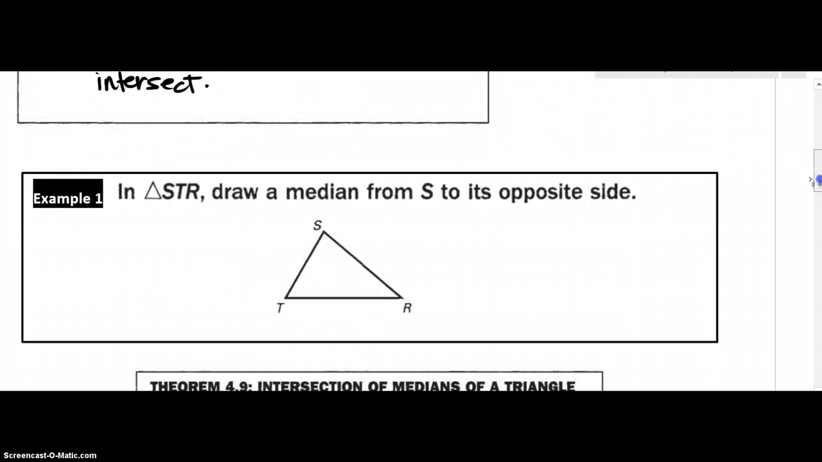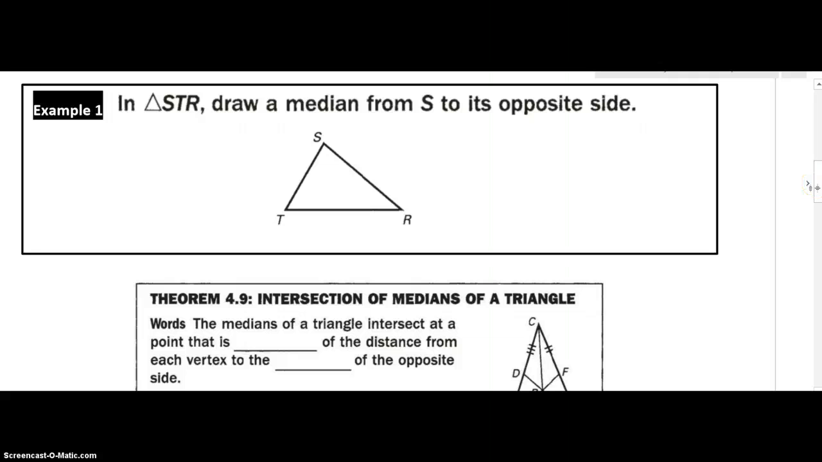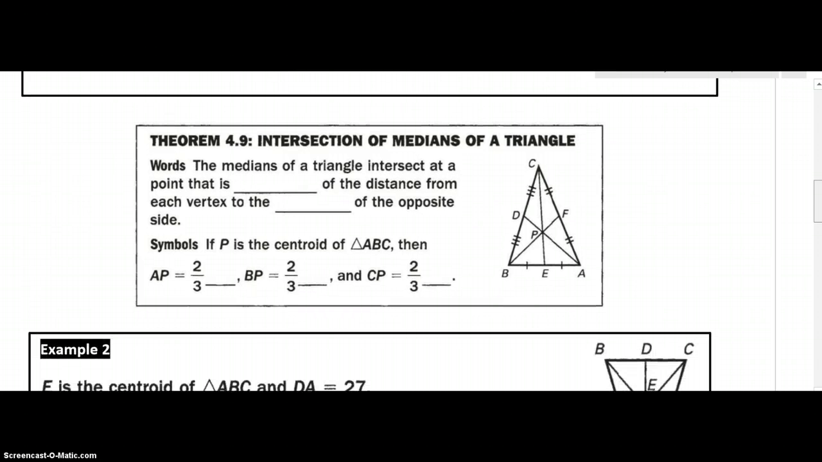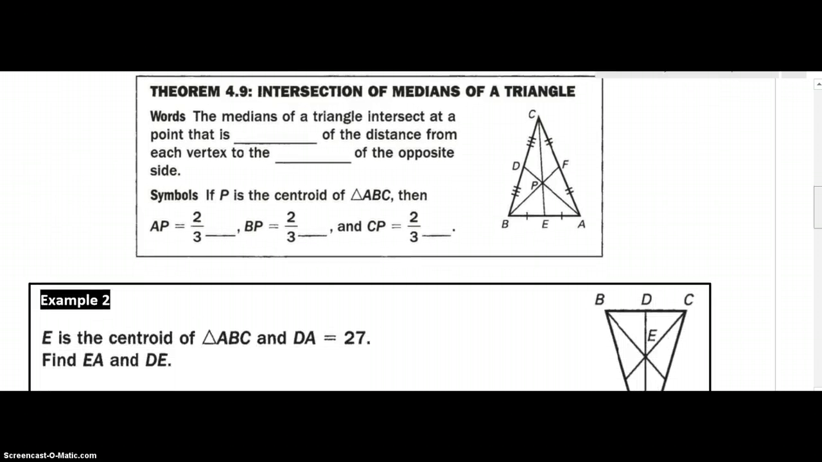Okay, so let's go down to example number 1. It says in triangle STR, draw the median from S to its opposite side. So since it says from S, that means that we're going to start at that vertex. And then we're going to go to the midpoint of the opposite side. So the side across from it, we have to find the midpoint. I'm going to mark it congruent on each side so that I know for sure that that's the midpoint. And then I'm going to connect. Questions on that? Okay. Yes, it's a segment, yep.